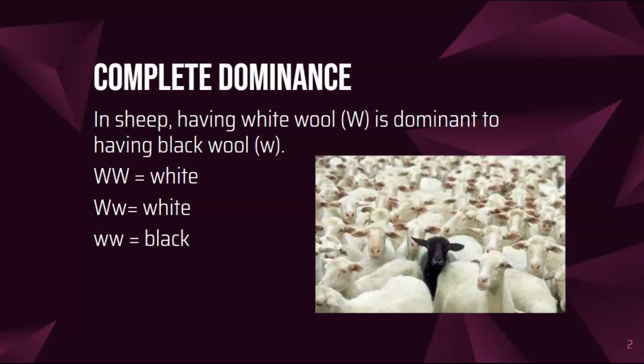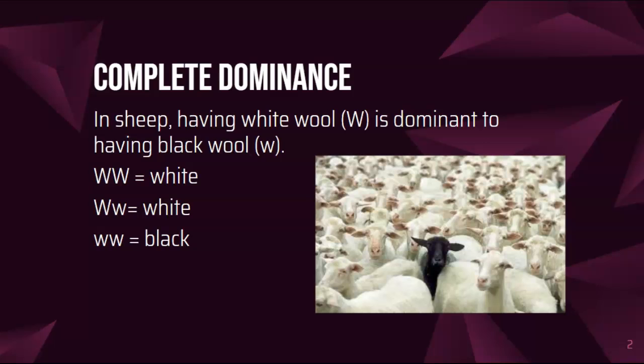Okay, having white wool is dominant to having black wool, and this is real. Okay, which is why there are so many more white sheep than black sheep. And so in this example, the homozygous dominant sheep is going to have the dominant phenotype, white. The heterozygous is going to have the dominant phenotype, white, because of that capital W there. And only the homozygous recessive is going to be black. So in sheep, you can be black or white. That's it. But this is not always the case.